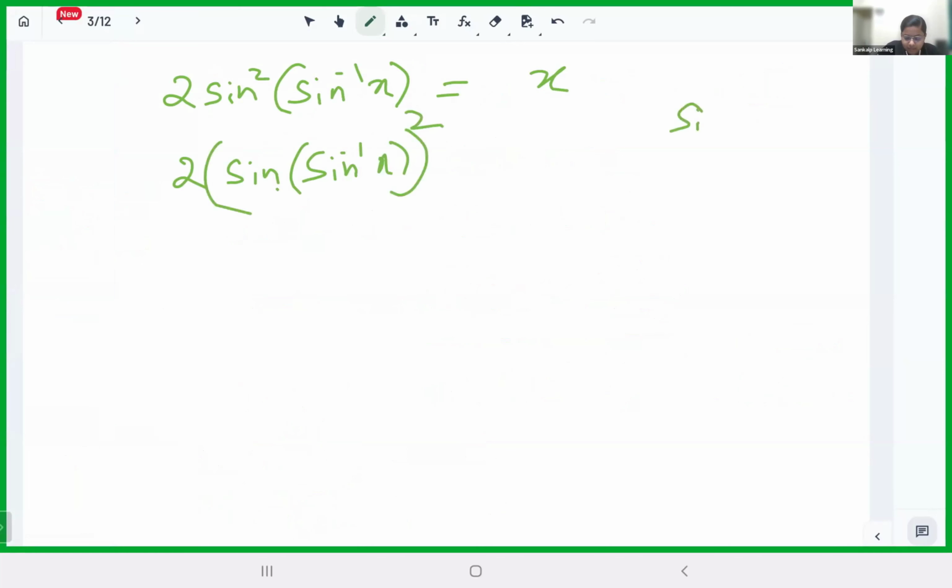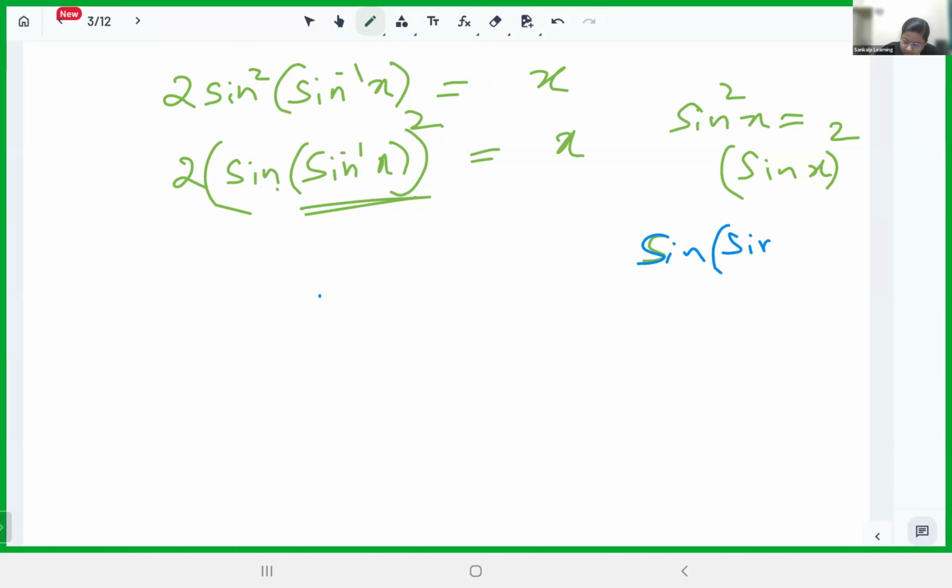Sine square x can be written as sine x the whole square. Here, in place of x, it is sine inverse of x. So it can be written as 2 sine into sine inverse of x the whole square, that is equal to x. And we know the property that sine of sine inverse x is nothing but x, right? So this can be rewritten as 2 into x the whole square equal to x.